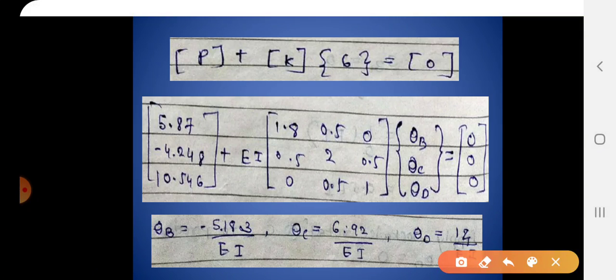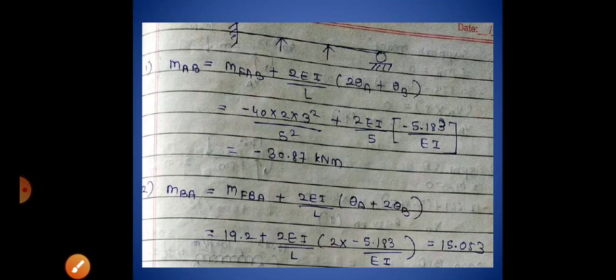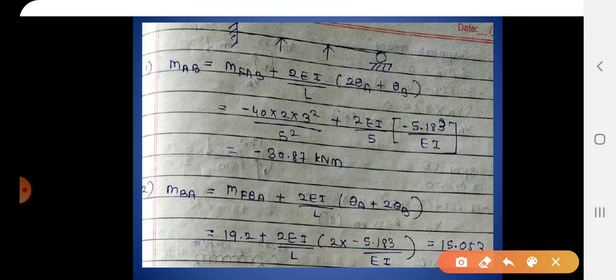Now go to step 4. Use the stiffness equation P plus K delta equal to 0. Put the respective values and you will get the values of theta B, theta C and theta D. The next step is to find the final moments using the slope deflection equation. The support condition is important here to use the slope deflection equation: A fixed support, B intermediate or continuous, C continuous, and D simple roller support.